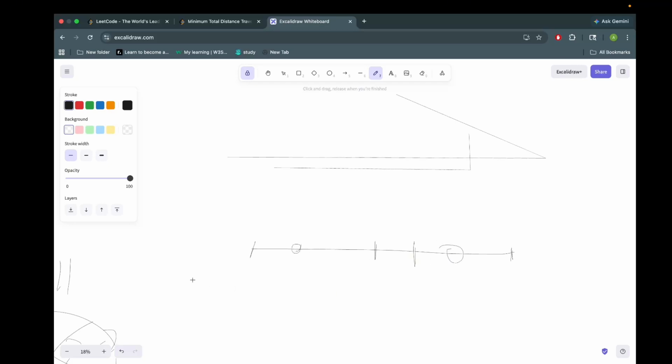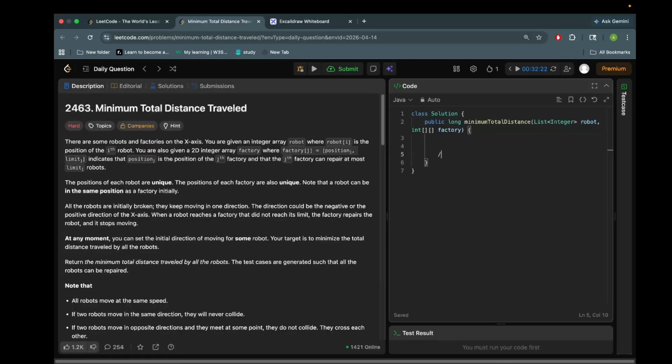So for each robot, what should I have? We need to find the minimum distance from the robot position. So we should have dp of robot position to factory position be the minimum. But this robot could go to this side or go here. We also need to keep the limit count. So robot, factory, and limit. So I'm thinking of a dynamic programming problem of robot and factory, with the minimum distance equal to distance.